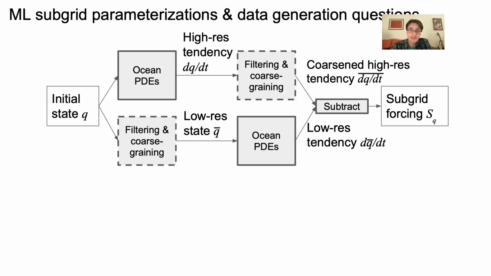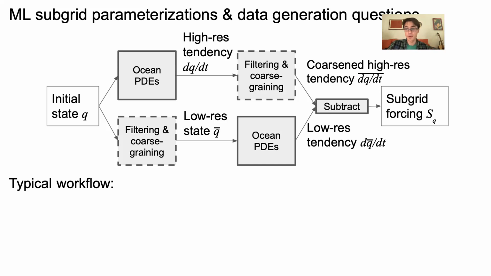So what we do is we try to quantify what we're missing at the coarse-grained level by starting with some high-resolution initial state. In one case, the top branch, passing it through the equations of motion to get a tendency, and then filtering and coarse-graining that tendency. But in the lower branch, filtering and coarse-graining first, and then passing it through the equations of motion. The difference between these two tendency terms quantifies the error that we have accrued due to the lower resolution.